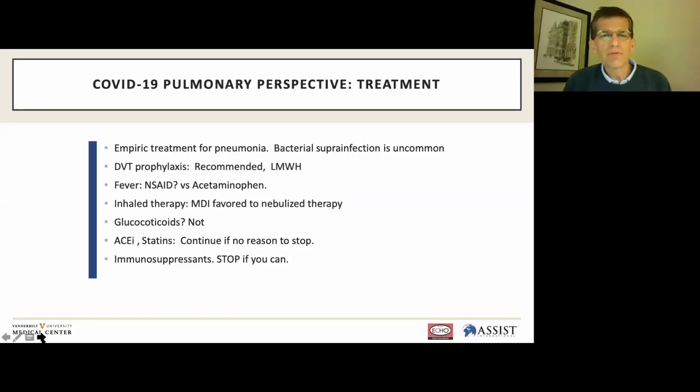Steroids, we don't have good data to support that glucocorticoids may be helpful in these patients unless they have obvious states of shock with adrenal deficiency. ACE inhibitors and statins have been questioned for their use, and yet we continue to use them if there is no reason to stop them medically, particularly based on hypertension or liver disease respectively. Immunosuppressive therapy, we try to stop them when we can, as we know that lymphopenia may be associated with more severe disease. Next slide, please.